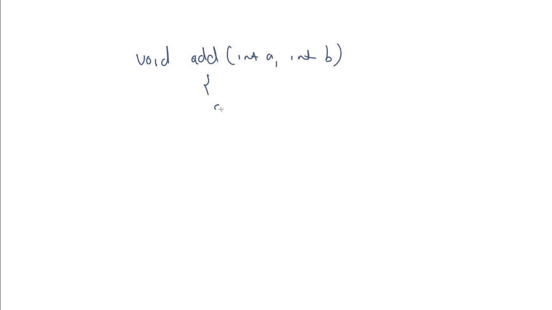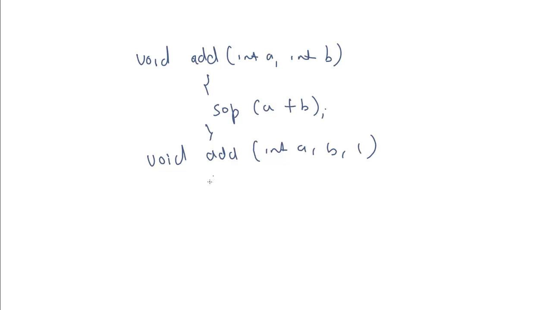It's going to specify a SOP of a plus b. There is one more method called add, which is going to add three numbers a, b, and c. SOP of a plus b plus c. There can be one more method which is going to add four numbers.